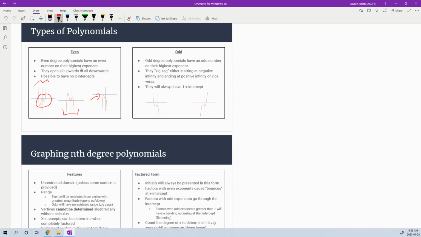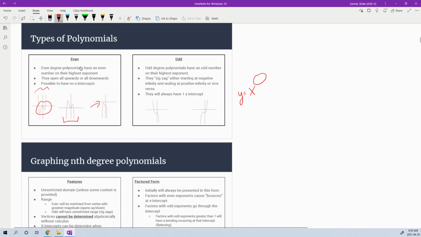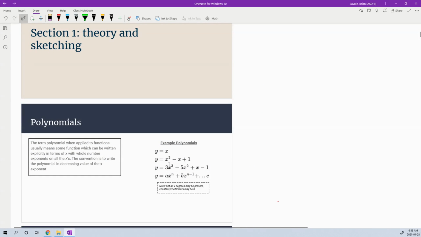Odd degree polynomials basically have the same behavior as a straight line, because a line is still an odd degree polynomial. Like y equals x is a polynomial and the power of x is odd. To be clear, when I say even degree, that means the highest power is an even number. If I look up here, this cubic function would be an odd degree polynomial because the highest power of x I see is this x cubed.